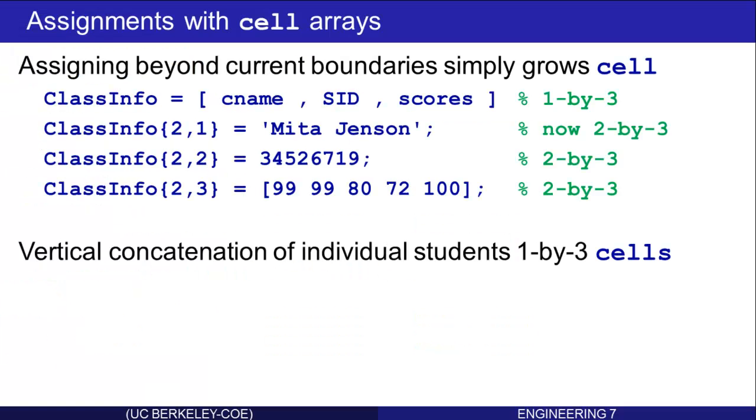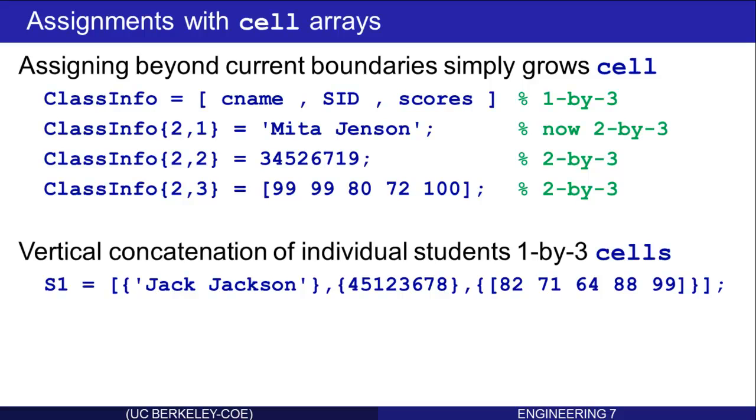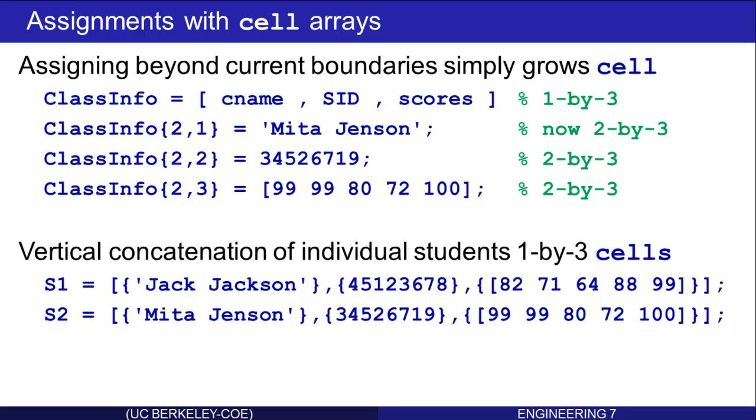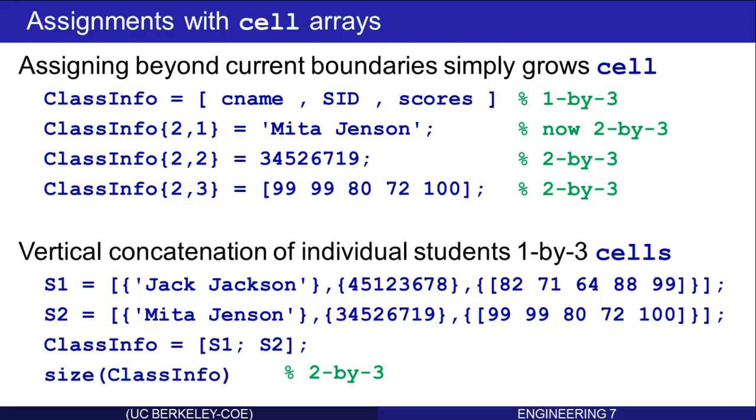Another alternative is vertical concatenation of the individual students' 1x3 cell array records. Here's the 1x3 cell array record of student 1 and a corresponding cell array record for student 2. And vertical concatenation creates a 2x3 cell array of the two students' records. The size of this will be 2x3, and it's identical to the cell array constructed above, where we assign beyond the boundaries.